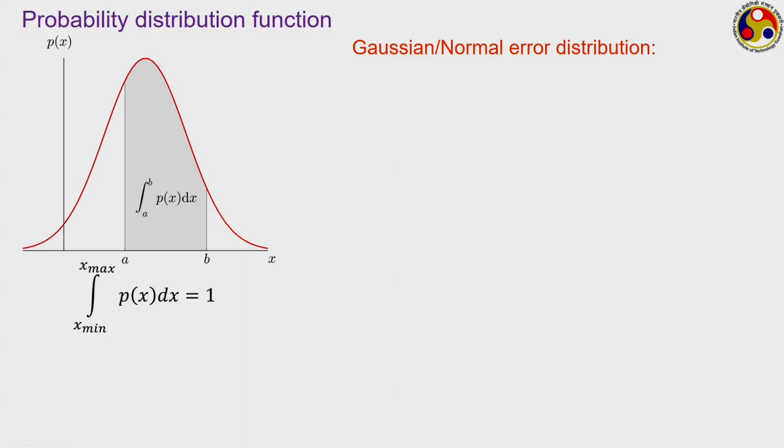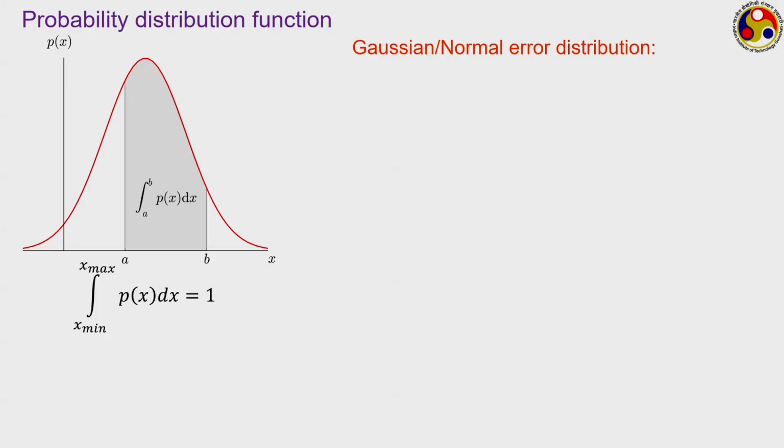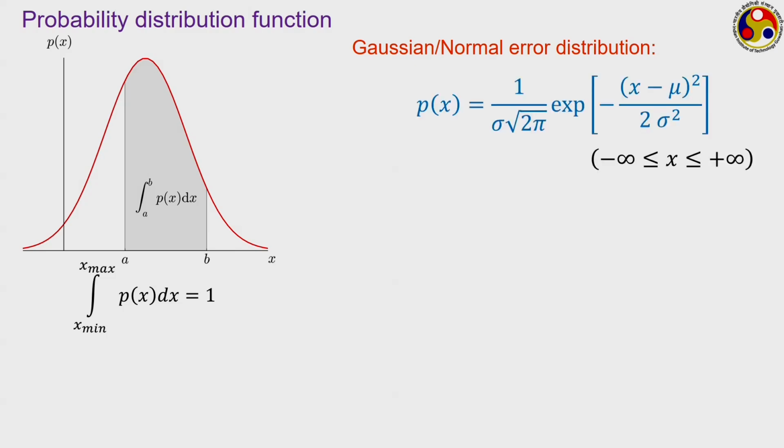There are several that are used in statistics also, but for measurement purposes the one that is most commonly used is the Gaussian error distribution form, which is also called the normal error distribution form, because several natural phenomena also follow this particular kind of trend. It is a function of a form like this.